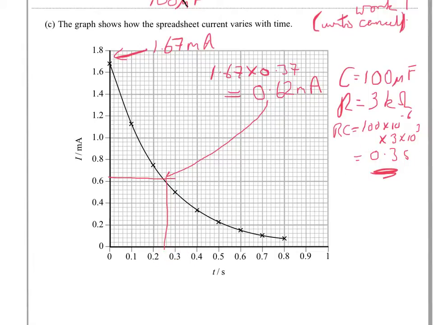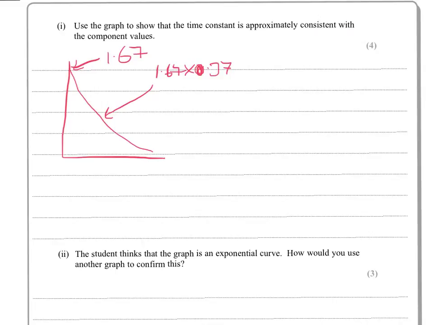Obviously it's not exactly 0.3, but it's certainly consistent. So here we have to show that it falls to 37% in a time that's consistent with the numbers. The time constant is RC, and we have a 3 kilo ohm resistor and a 100 microfarad capacitor. So if we do that calculation, we get an RC value of 0.3 seconds.